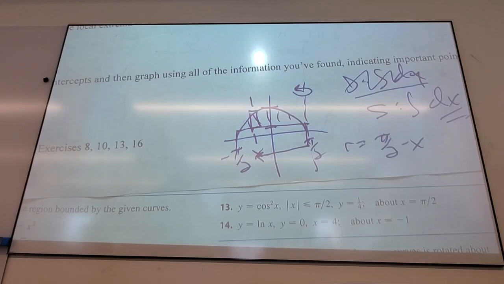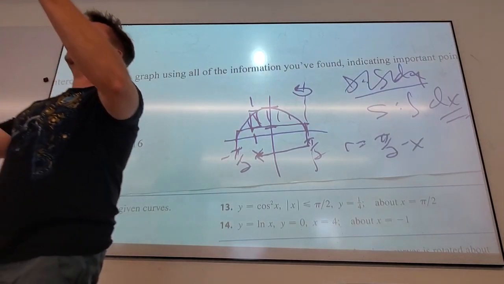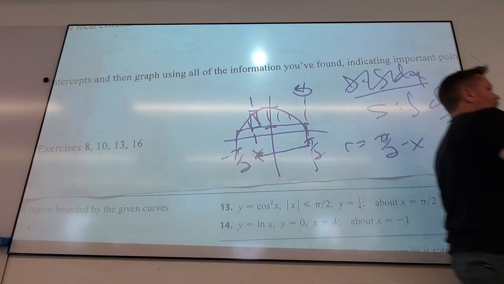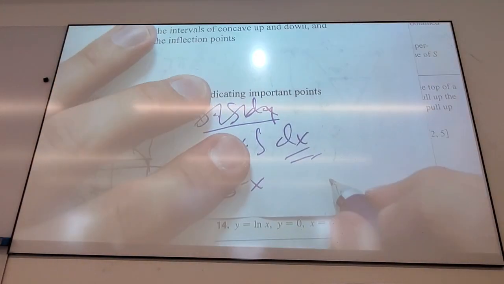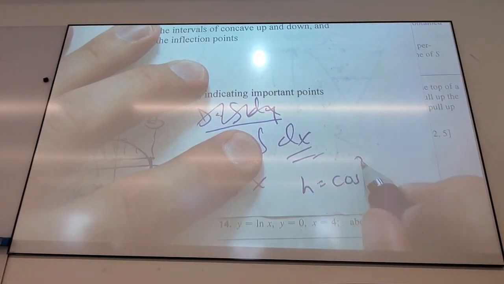Do you see how both the ideas are the same? Big minus small, big minus small. Because both the radius in this case and the height are just how far did I go here? That's why the math is the same in both cases, because it's representing the same idea. So my height will be cosine squared x minus 1/4.